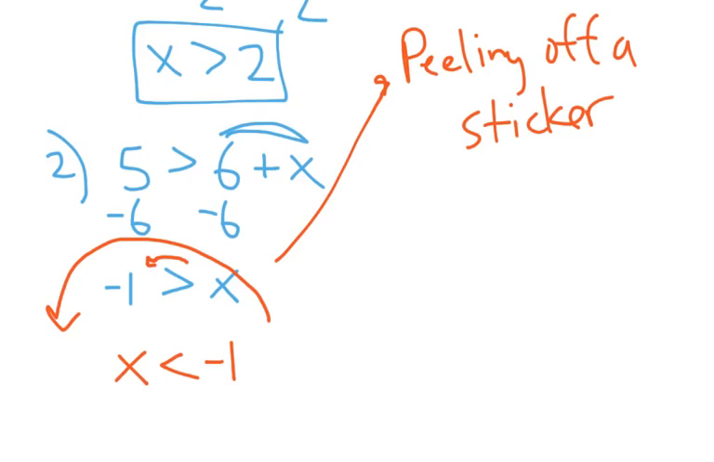But at the same time, if you wanted to, you could leave it as negative 1 is greater than x, and that's just as correct as x is less than negative 1. But we tend to like it in this form and find it more convenient. So I'm just going to throw that out there.